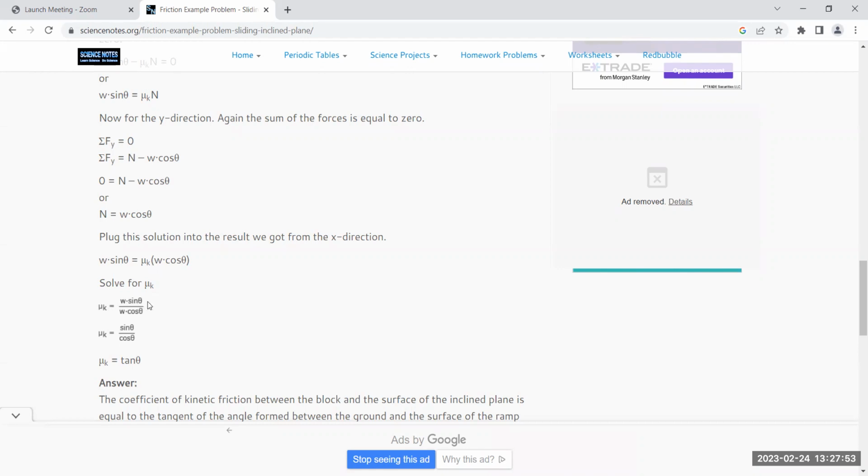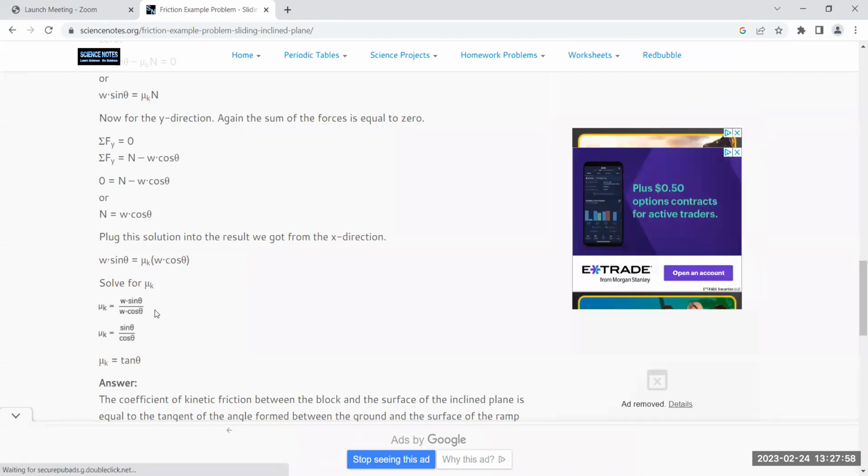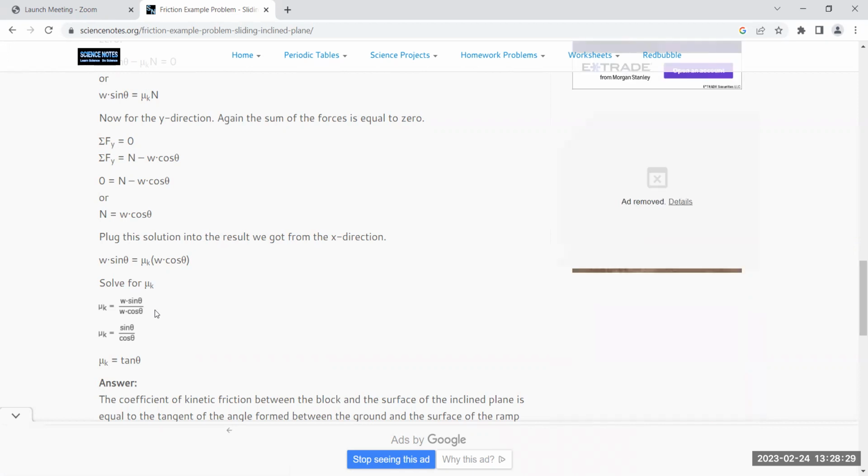Mu sub K looks like W sine theta over W cosine theta. Something interesting happens here. W and theta are constants, but we cannot just cancel the theta, because then you're just left with sine and cosine, which are meaningless. Those are functions, they don't return anything. So sine theta and cosine theta are two different things. But W is always W. It's the same way. So the W's go away.